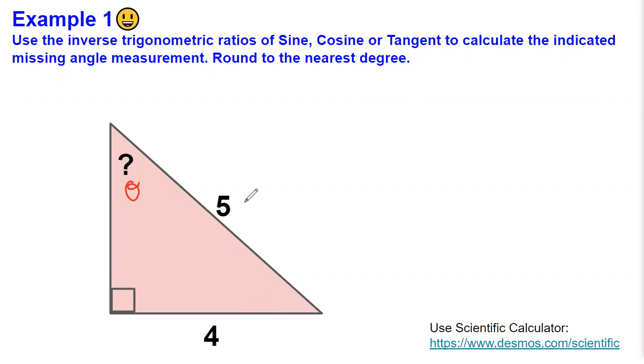Now we're given the sides 5 and 4. According to this angle placement right here, what is side 4 considered to be? Is it the adjacent, opposite, or hypotenuse? Opposite. Therefore, 5 is going to be considered the hypotenuse. So from the 3 ratios that we have, sine, cosine, and tangent, which one are we going to use? Sine. We have opposite over hypotenuse.